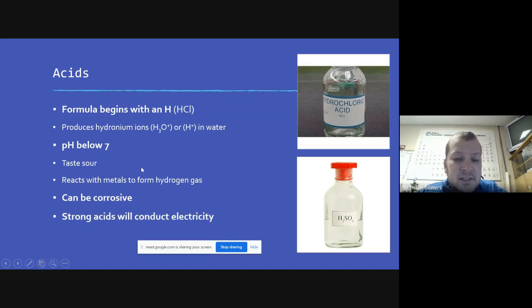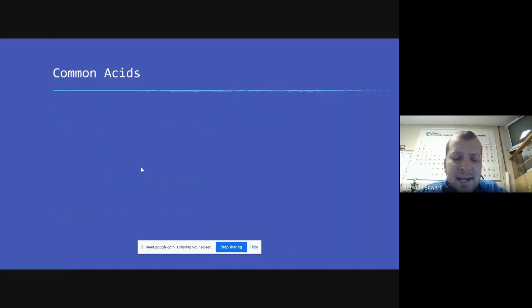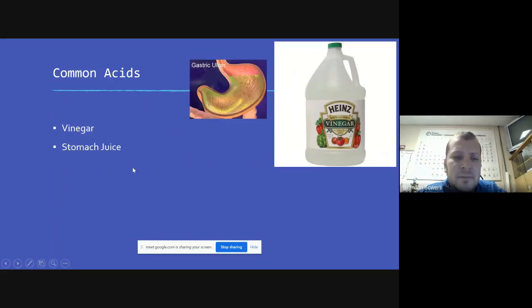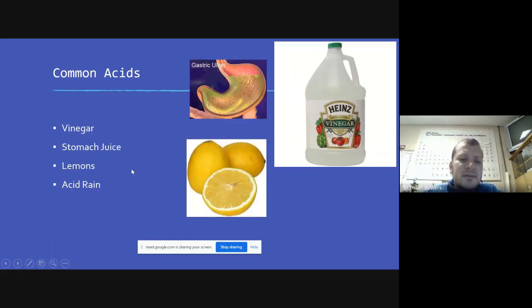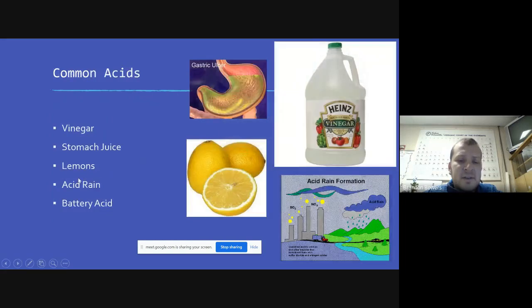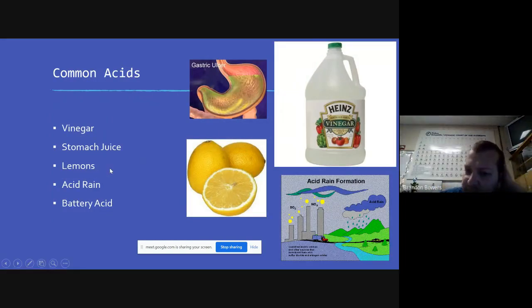And they conduct electricity. Common acids are vinegar, stomach juice, lemons, acid rain, and battery acid. Those are just some examples of common acids.